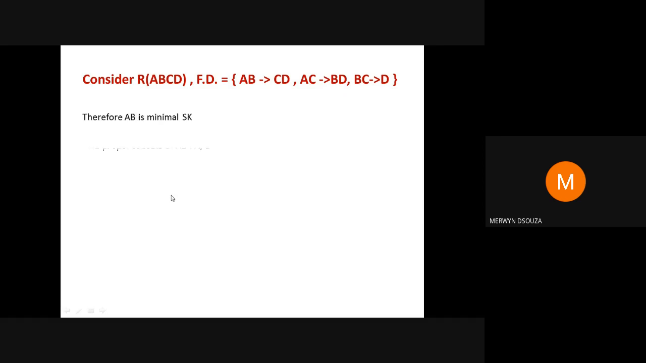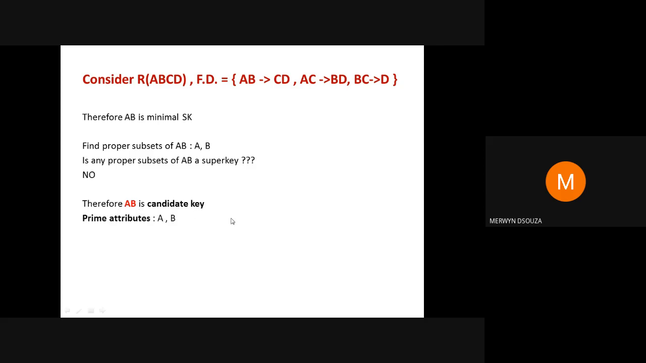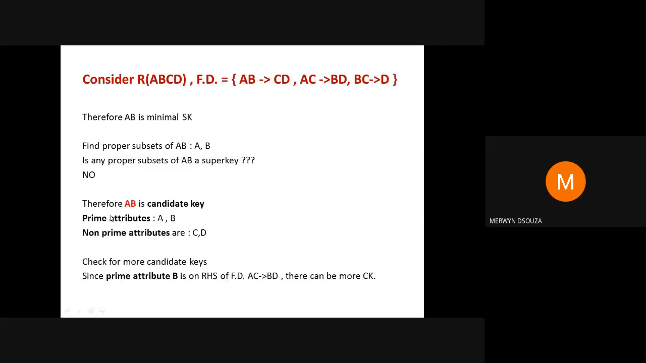Find the proper subsets of AB, A and B. Check whether A and B are super keys. The answer to that will be no. So you will claim that AB is the candidate key. The prime attributes are A and B. Non-prime attributes are C and D. Now check whether there are any more candidate keys. That's very important. Do not stop by finding just one candidate key. Check for more candidate keys.